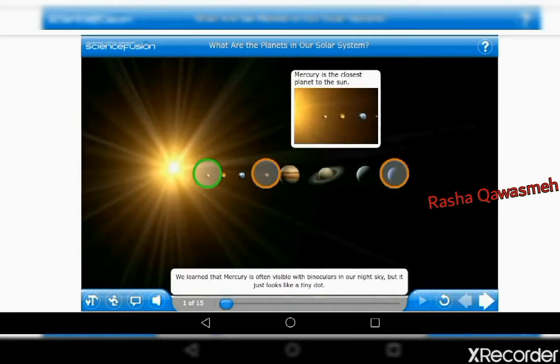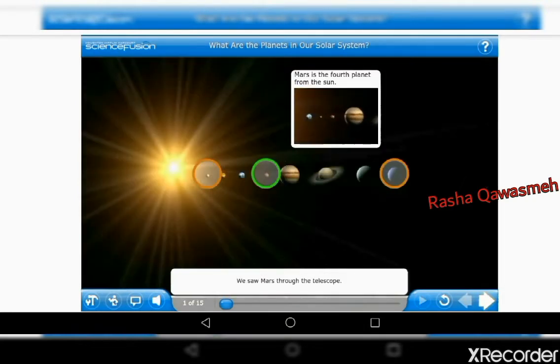We learned that Mercury is often visible with binoculars in our night sky, but it just looks like a tiny dot. From spacecraft that have traveled near the planet, we have learned that the surface of Mercury has craters and smooth plains. We saw Mars through the telescope. I love its red color. On the tour, we learned that several spacecraft have orbited Mars and even landed on its surface. I think it's cool that Mars has 2 moons orbiting it.